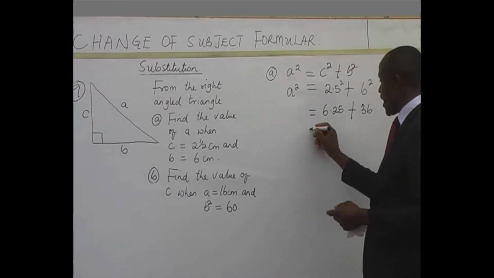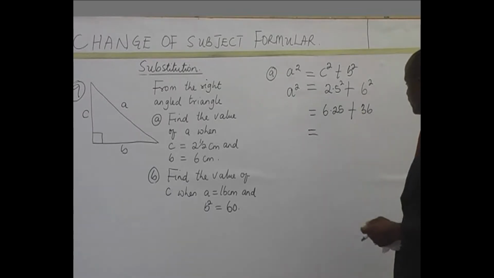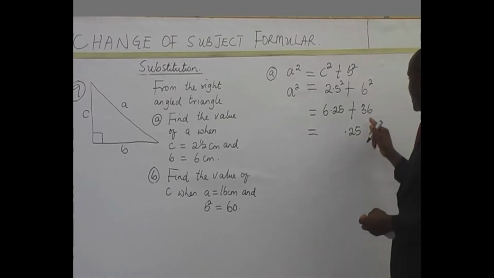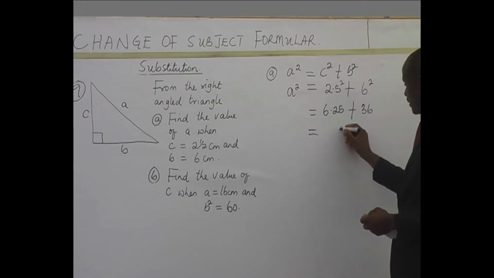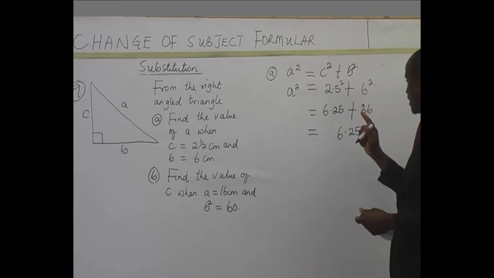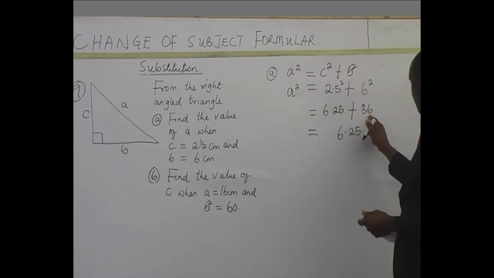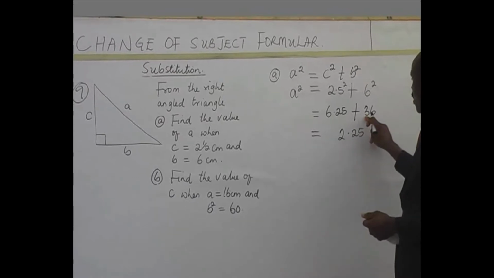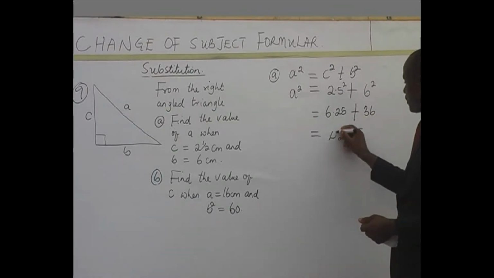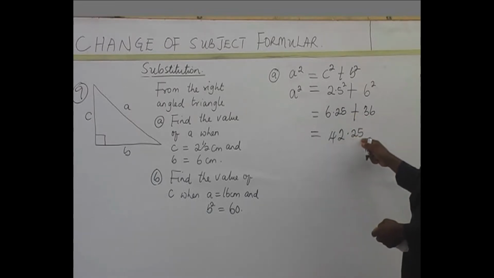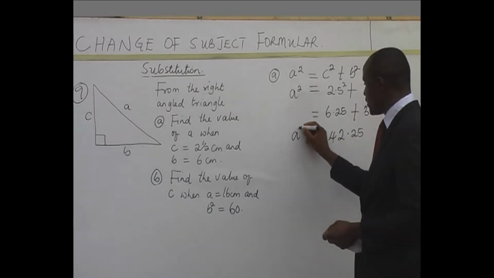That is the value of A squared. You are going to sum this together. 6 plus 6 is 12. Write 2 and raise 1. That 1 plus this 3 will give you 4. So adding 6.25 and 36 will give you 42.25. Remember, that is the value of A squared.